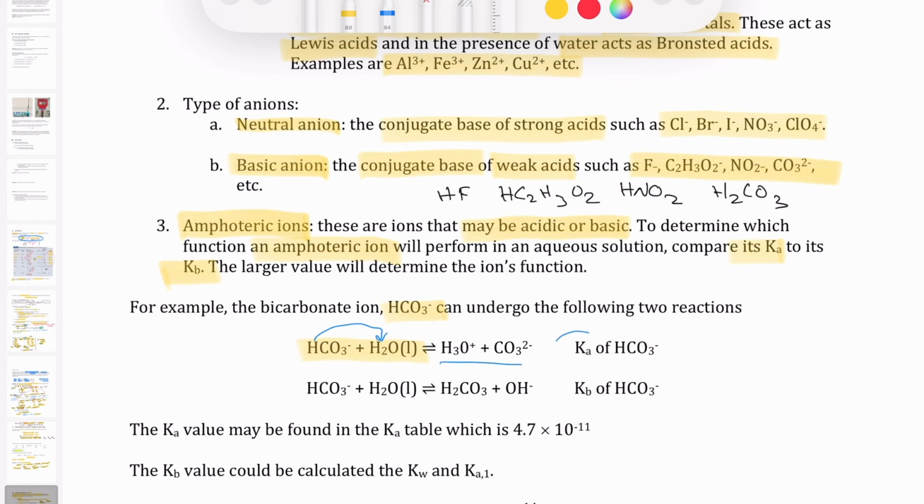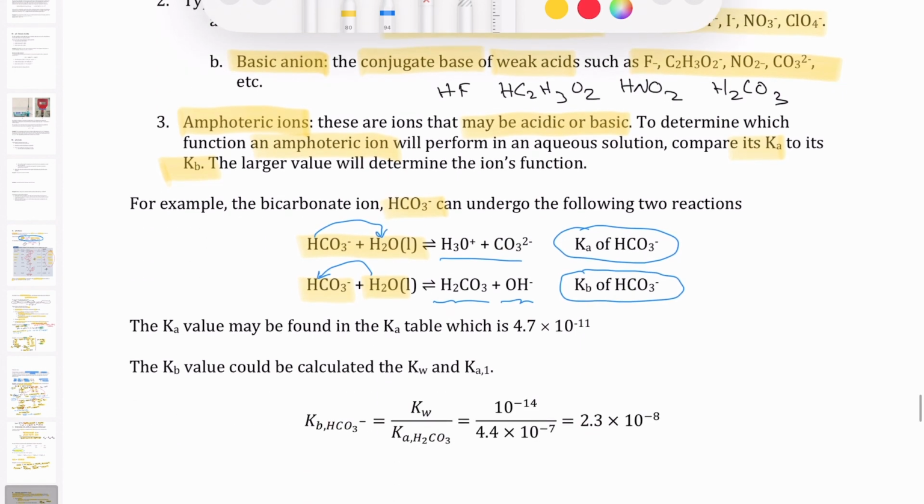And the K for this would just be the Ka of bicarbonate, and you can look it up. It's in the Ka table. Now, bicarbonate can also accept a proton from water. So now it's the opposite. The water acts as an acid, gives the proton to bicarbonate. Bicarbonate forms carbonic acid and hydroxide, so it's a base reaction. K for this would then be called Kb of bicarbonate. So you see that the bicarbonate ion can have both Ka and Kb.